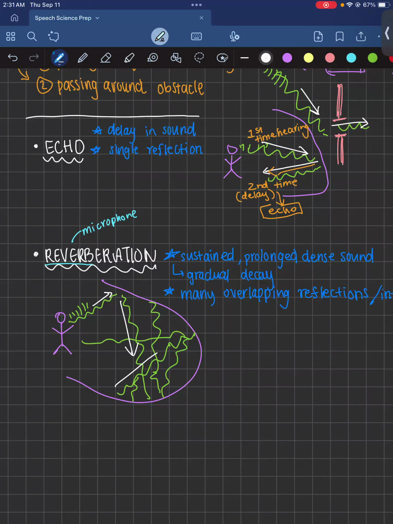Like it's going here and here, and it's having these numerous reflections, and what ends up happening is that you have this dense sound that slowly decays. So it feels like this really full sound that's lasting for a long time, and then it slowly decays. So that is what we call a reverberation. So make sure you know the difference with that.